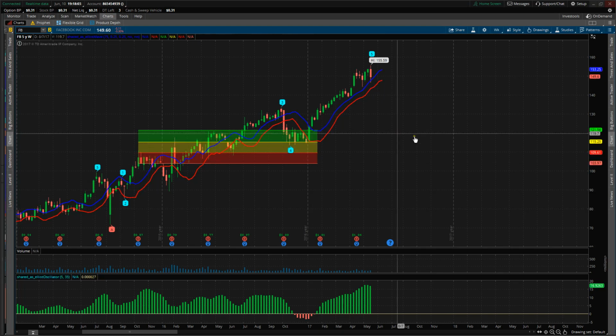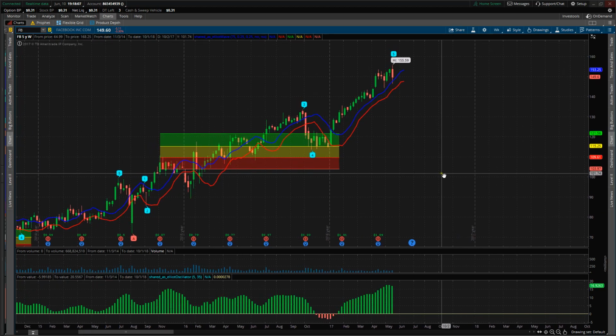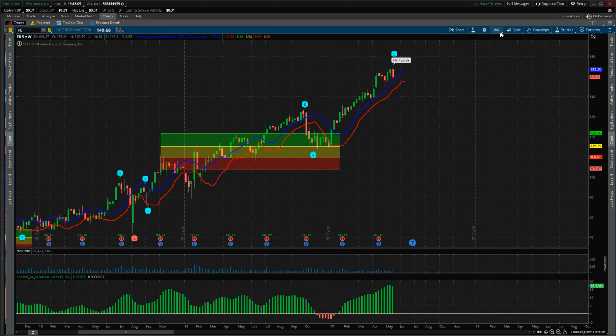So this is a TOS platform. This is the Facebook chart, and I've put it on the weekly for now. Just wanted to show you the weekly. We've had wave 1, wave 2, wave 3, and wave 4 pulled back and found support at the bottom of that first zone, then moved higher, and we've had the 5th wave.